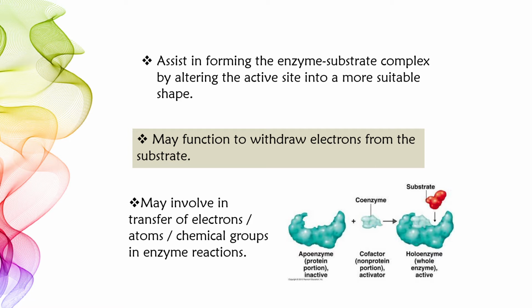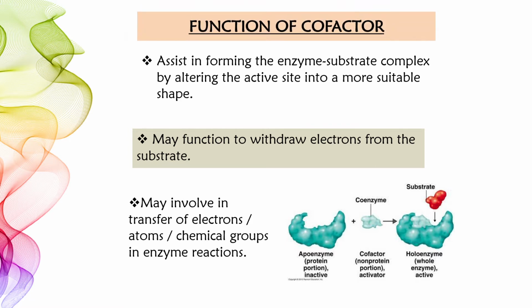Cofactors are often oxidized or reduced during the reaction. But like enzymes, they are not consumed and they return to their original state when the reaction is complete. The inactive enzyme without a cofactor is called an apoenzyme. Cofactors are required by inactive apoenzyme to convert them to active holoenzyme. The term holoenzyme refers to the enzyme's cofactor complex.